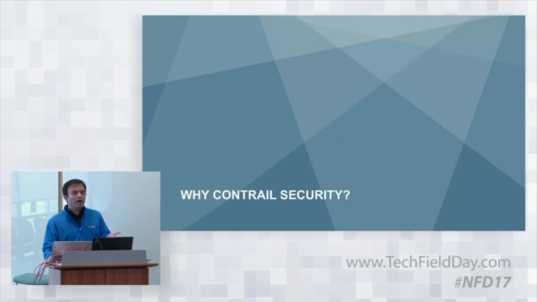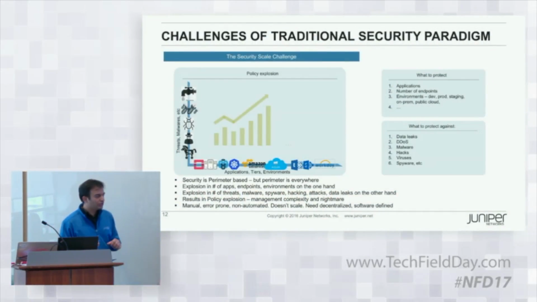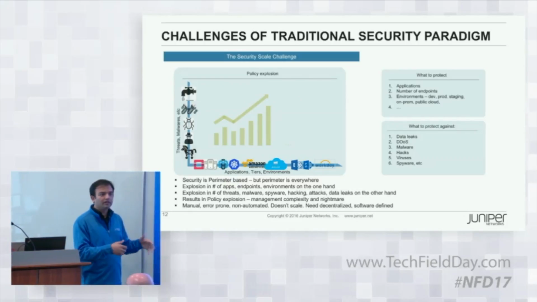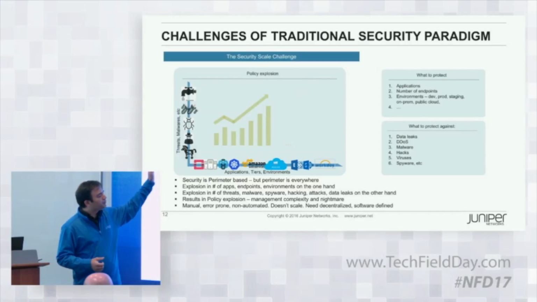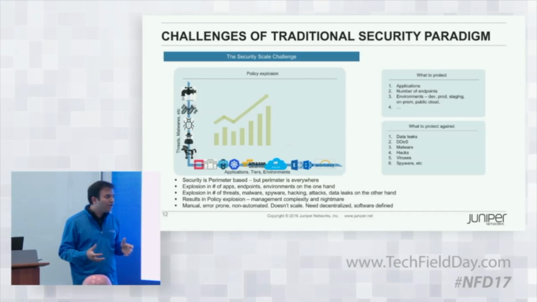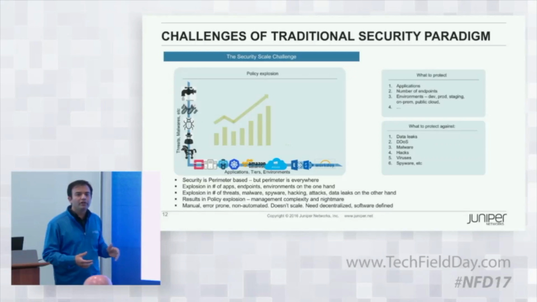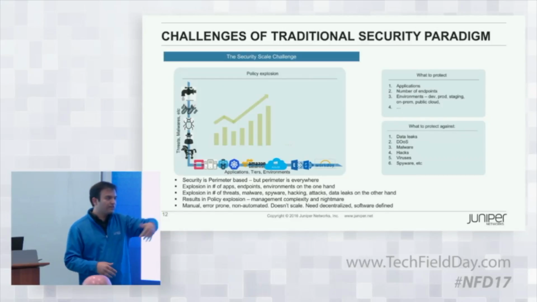So the question is, why Contrail security? Now, we saw that customers have heterogeneous and distributed infrastructure. And what we observed our customers facing was an explosion in the number of policy rules they were having to write to adequately secure their environment. And fundamentally, that stemmed from adopting or embracing the traditional security paradigm. Now, what were the challenges of the traditional security paradigm? The first challenge was that customers relied on securing the perimeter. They thought that the bad entities resided outside the perimeter, and they thought that securing the perimeter was sufficient.